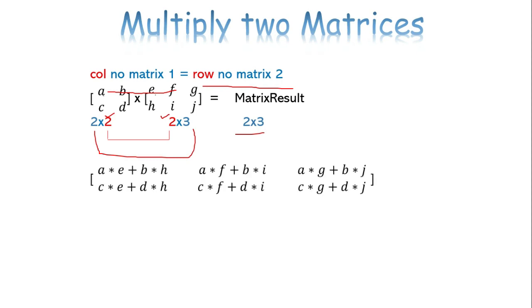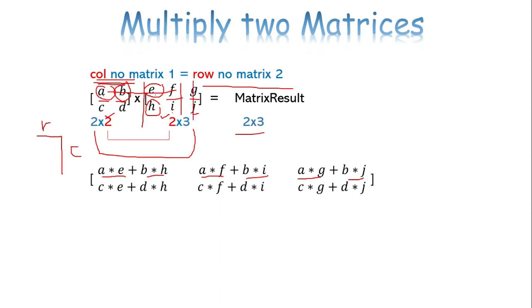Now how to multiply them? You have to pay attention to this pattern, row times column, always like that. So we start from this, A times E here plus B times H here. So the pattern is row and then column. Next, A times F here plus B times I here. So again, the same pattern, row and then column. Next, A times G here plus B times J here. Again, the pattern is row, column, like that.